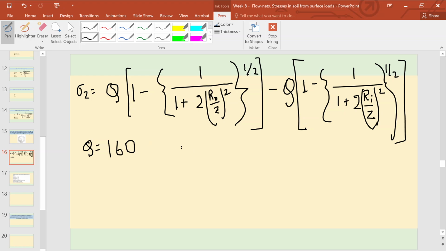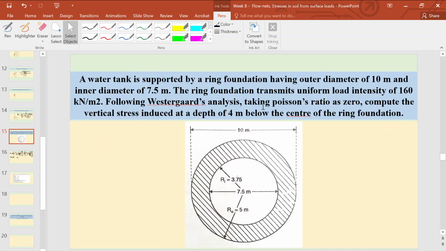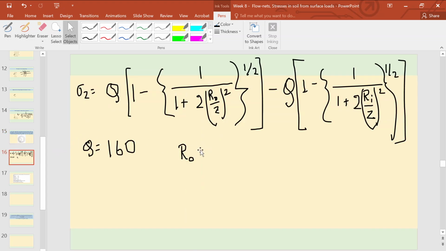Q is 160. What is the value of R0? R0 is 5, right? Outer diameter is 10, so this radius will be equal to 5 meter. I'm not writing the units. What is the Ri value? It is 7.5 diameter, so it will be 3.75. And the value of Z in both the cases, I have asked to find out at a depth of 4 meter, so it is 4. Just put the values in the equation.